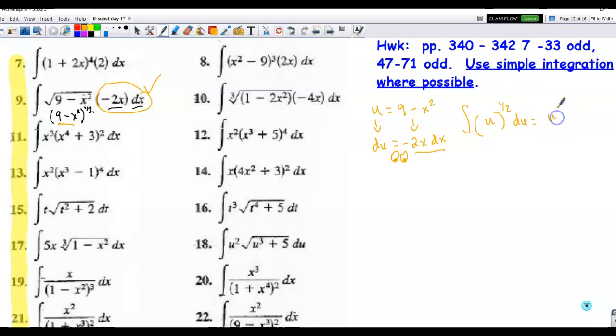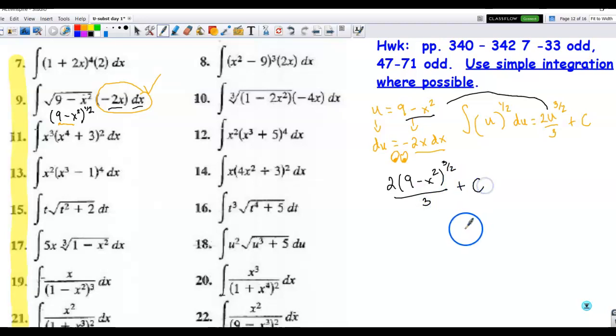I'm going to increase the power by 1 and divide by the new power. Again, the plus c. It's probably a good idea to practice the plus c so that you don't forget it. And now I'm going to replace the u with 9 minus x squared. So my integration for number 9 is 2 times 9 minus x squared to the 3/2 power over 3 plus c. Don't forget the c.